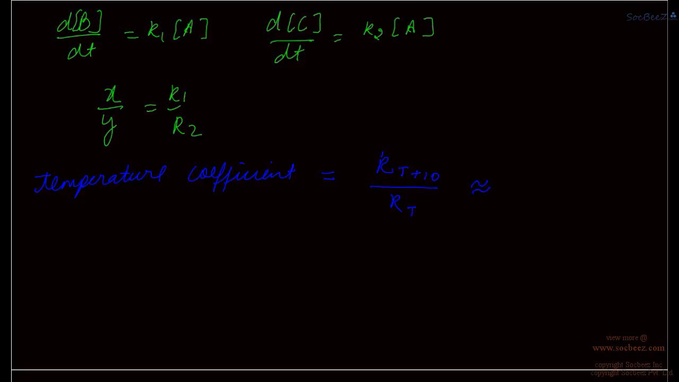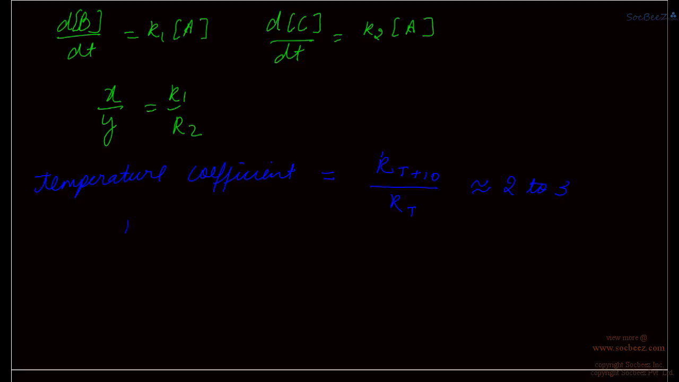Okay, now this value generally comes in between 2 to 3. Therefore, we can say that the rate of reaction becomes twice or thrice with every 10-degree increase in temperature. Now, the actual dependence of rate constant on temperature is represented by the Arrhenius equation.